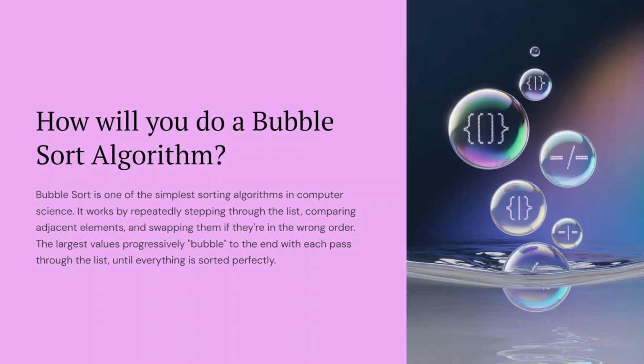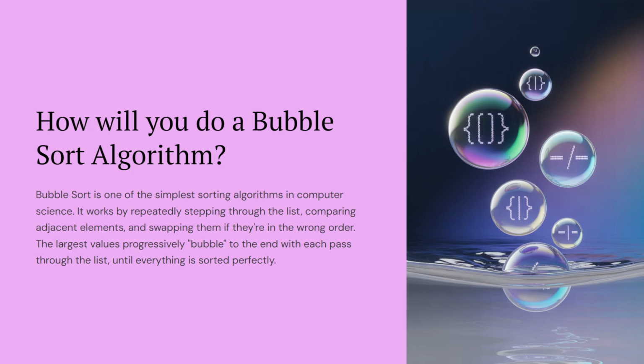Welcome to another software engineering concept in Python. In this video, we are going to look at how you do a bubble sort algorithm in Python. So bubble sort is one of the simplest sorting algorithms in computer science. It works by repeatedly stepping through the list, comparing adjacent elements, and swapping them if they are in the wrong order. So the largest values progressively bubble to the end with each pass through the list until everything is actually sorted perfectly.